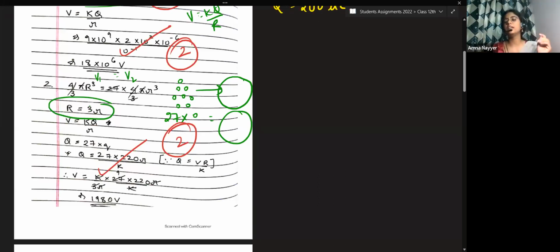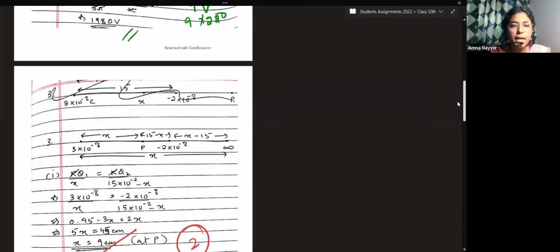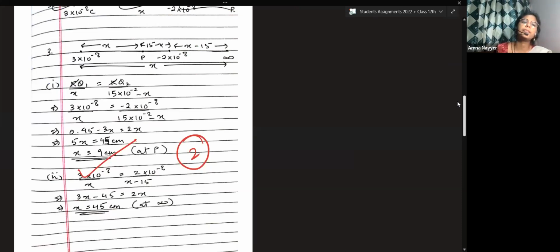This comes out to be R is 3 times the smaller r. Now you can take the ratios of both of them. Charge will be 27 times the smaller charge. Charge will also become 27 times, no, of this. So you will get 9 times V. If you multiply it, 9 multiplied by 220, you get the answer as 9 into 220 volts. Then the third question. Yes.